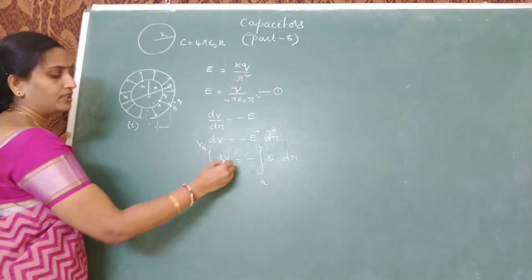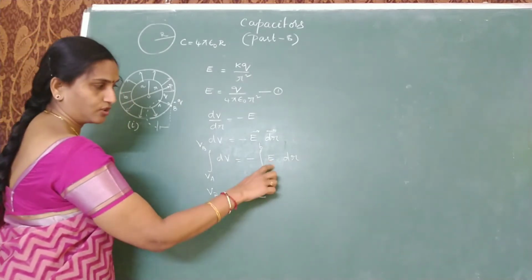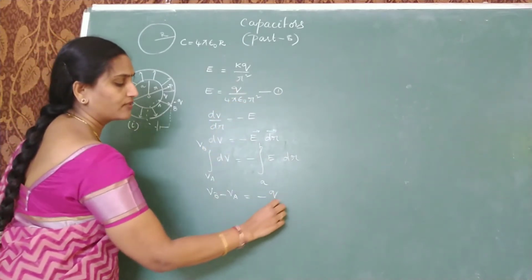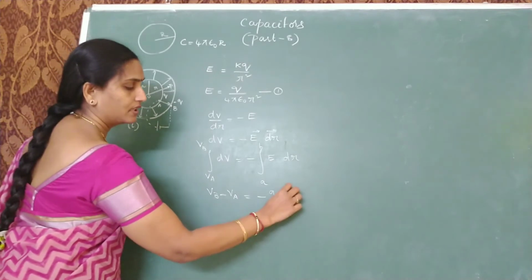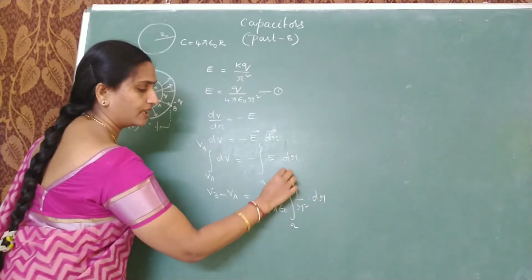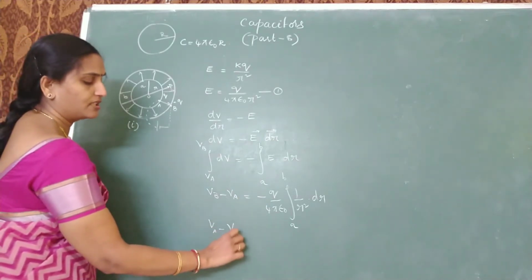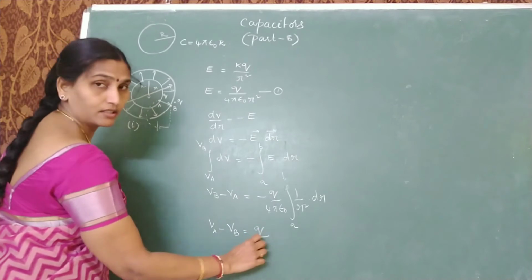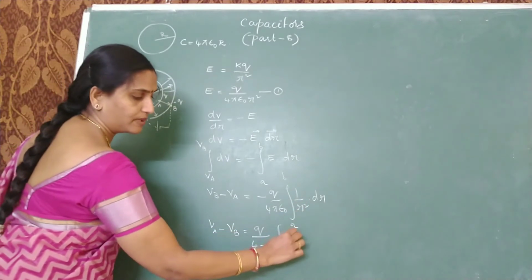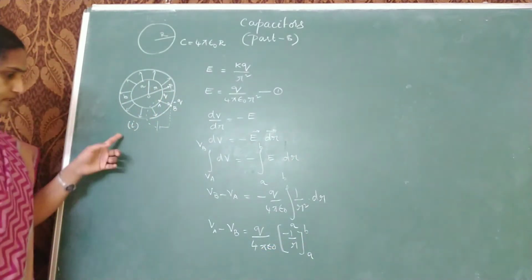So integrate it. Integral of dV will give you V. So VB minus VA equals minus of, substitute the value of E from equation 1, it's Q by 4 pi epsilon naught r square. Q by 4 pi epsilon naught is a constant. So integral of 1 by r square into dr from A to B. So we get, take this minus sign here, VA minus VB equals Q by 4 pi epsilon naught. Integral of 1 by r square is minus 1 by r. And what are the limits? A to B. Okay, I'll write the simplification here.